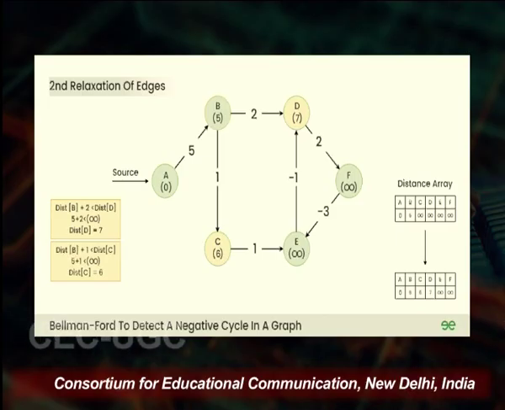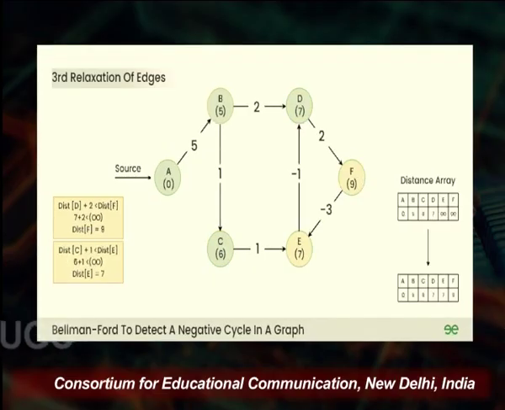In the third relaxation of edges, we need to move forward from C and D also. So, from D we end up at F, and from C we end up at E, because these are the paths which are available, and hence we have relaxed the edges. But if we look at the measure of E presently, we have A to B is 5, B to C is 1, and then from C to E is again 1. So, 5 plus 1 plus 1 makes 7.